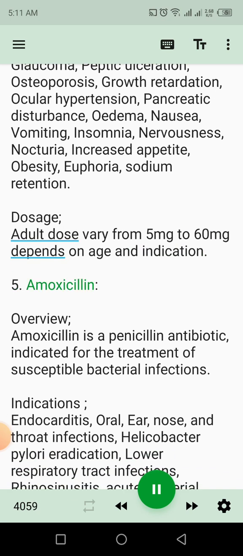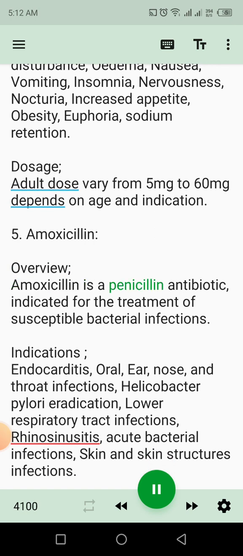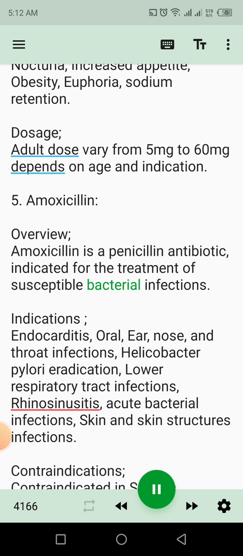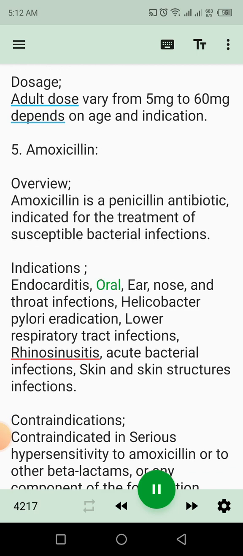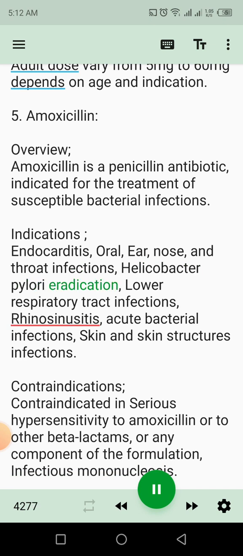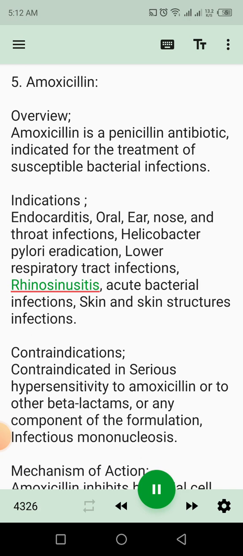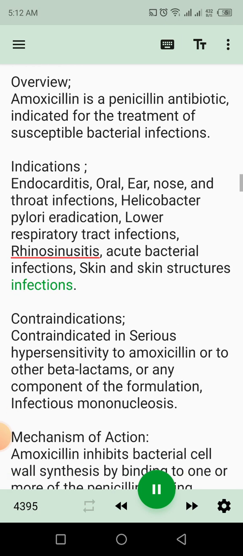5. Amoxicillin. Overview. Amoxicillin is a penicillin antibiotic, indicated for the treatment of susceptible bacterial infections. Indications. Endocarditis, oral, ear, nose, and throat infections, Helicobacter pylori eradication, lower respiratory tract infections, rhinosinusitis, acute bacterial infections, skin and skin structures infections.